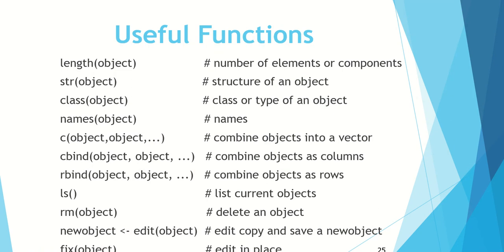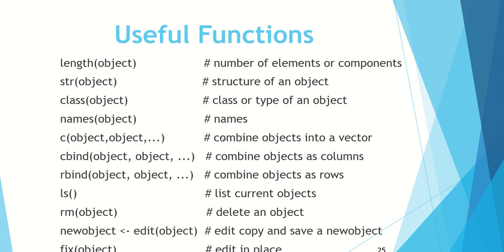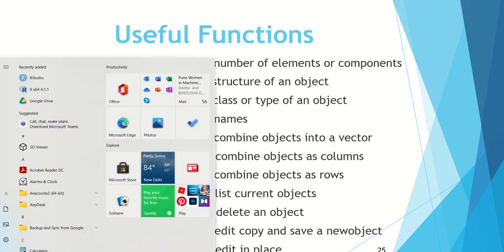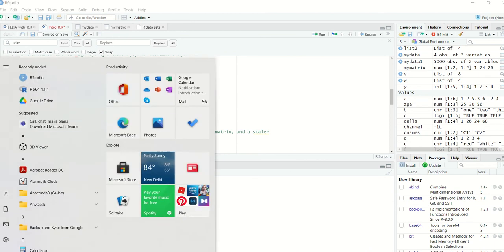Some of them are length, which tells the number of components. The str function returns the structure of an object. The class function returns the class of an object. The c function stands for combine, and it combines objects into a vector. We already used this when combining different vectors into a matrix or data frame. So these are the different functions.